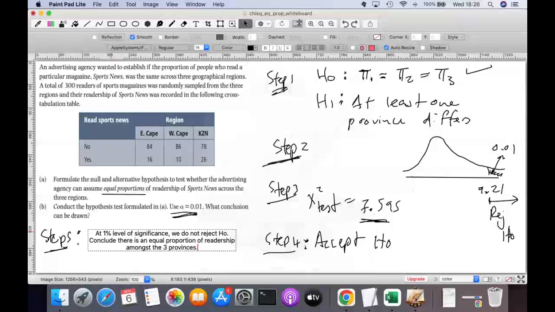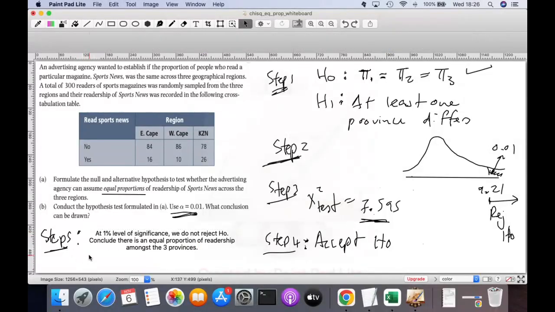That's it. This is what you would conclude. At a 1% level of significance, we do not reject H0, and we conclude there is an equal proportion of readership amongst the 3 provinces.